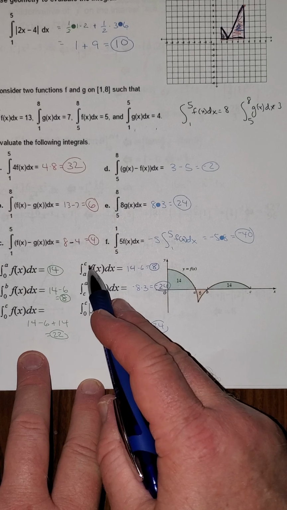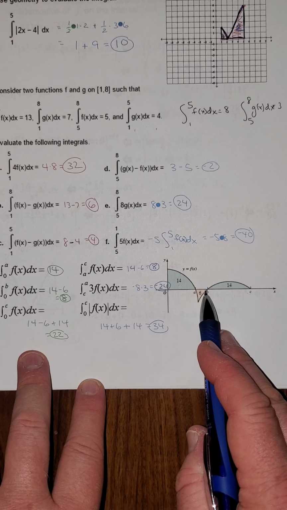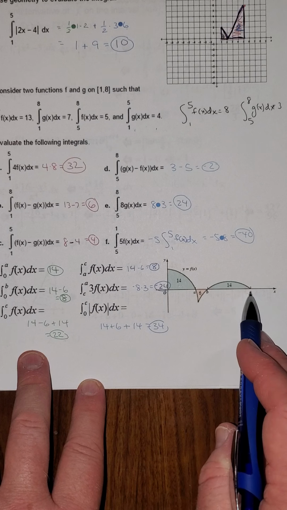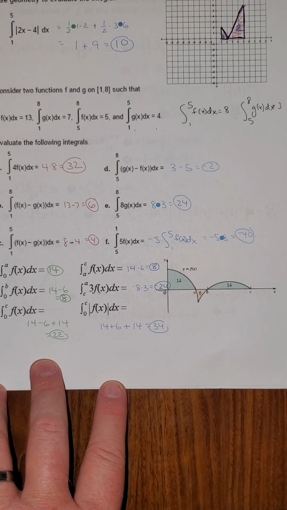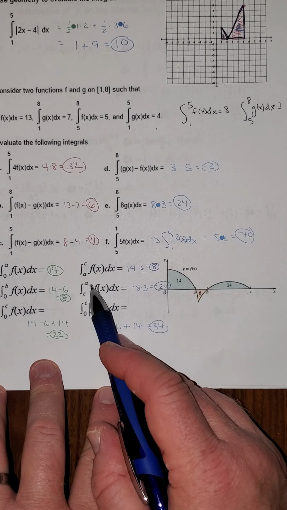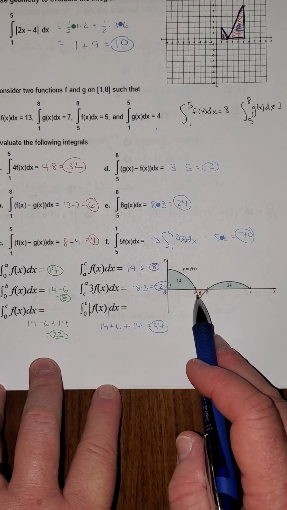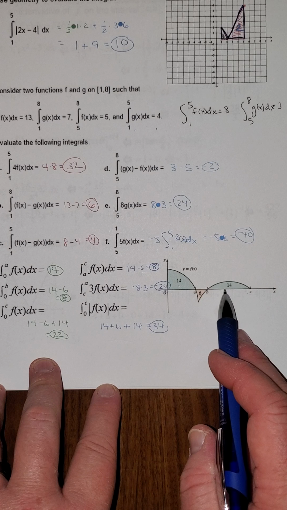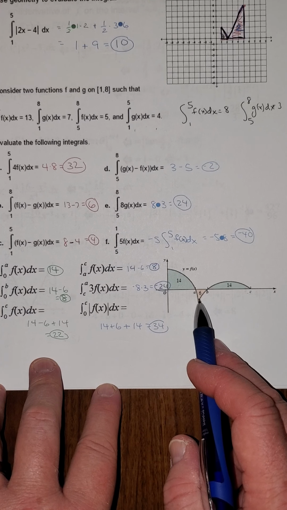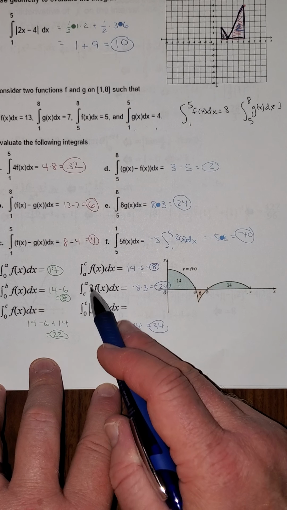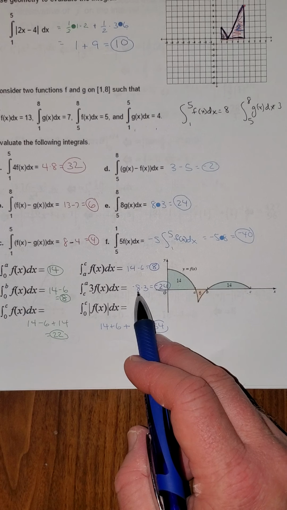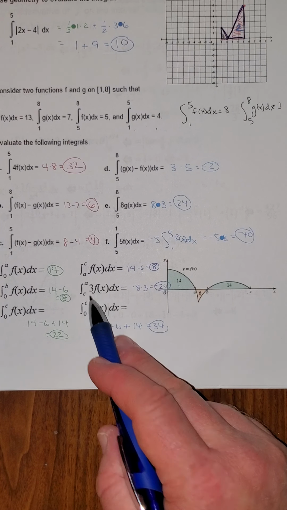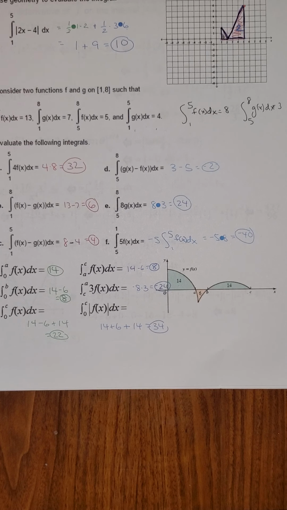How about the integral from a to c? From a to b, it's negative 6. From b to c, it'd be 14. So again, it'd be 14 plus the negative 6 gives me 8. What's the integral from c to a? Well, from a to c, it's 14 minus 6, so that would be 8. So the integral from c to a, you flip it, it would put it as negative 8. Okay? And negative 8 times 3 is negative 24.